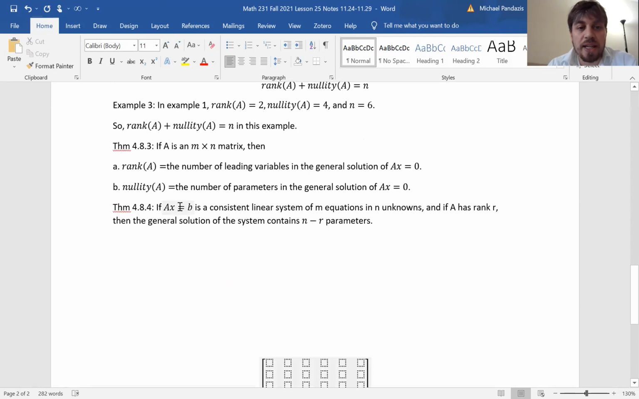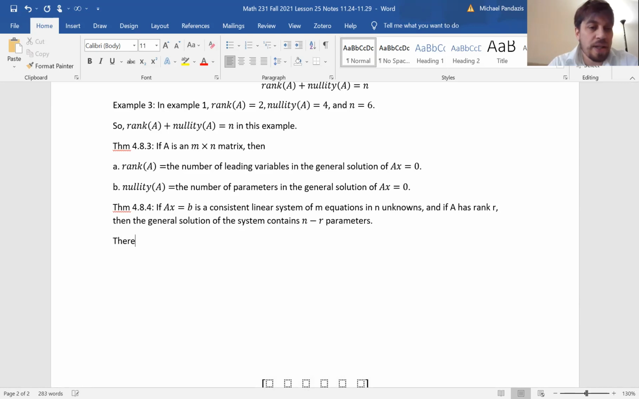Okay, so AX equals B, consistent linear system with M equations and n unknowns. So there are n unknowns. If A has rank R, then you have R leading variables. And so if you have R leading variables and there are n unknowns, you have n minus R free variables, which correspond with n minus R parameters.